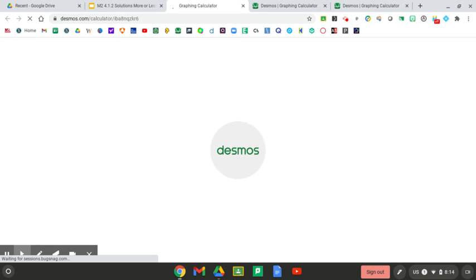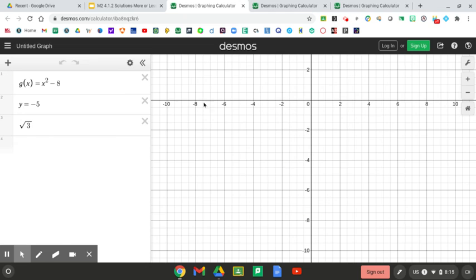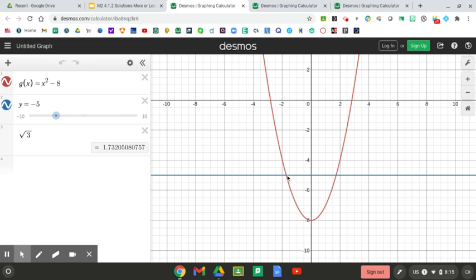And looking at the graph, g of x intersects negative 5 down here at negative and positive 1.732, which we can see is the same as the square root of 3.